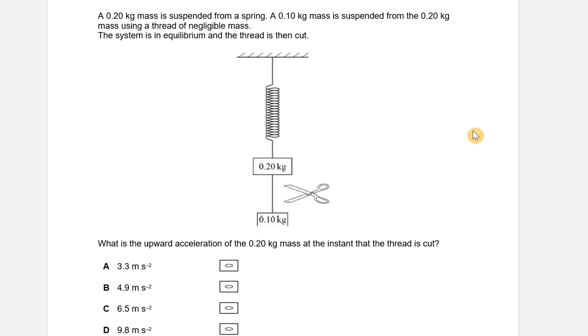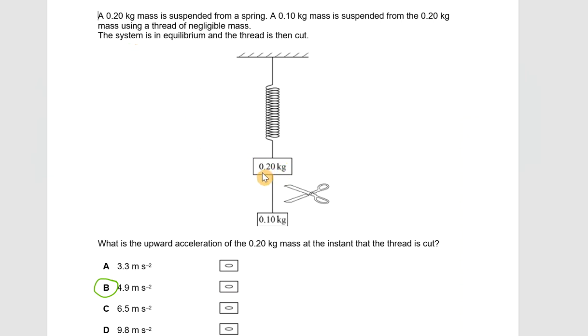Hello, another AQA A-level Physics multi-choice question on the mechanics topic. If you want to attempt the question yourself, pause the video now. If you got the answer B, well done. Keep watching if you want to see my explanation.